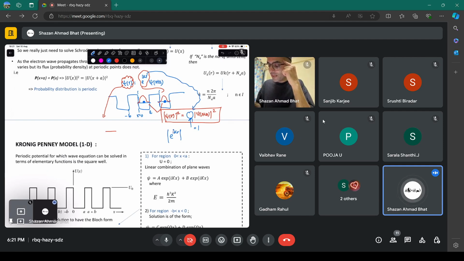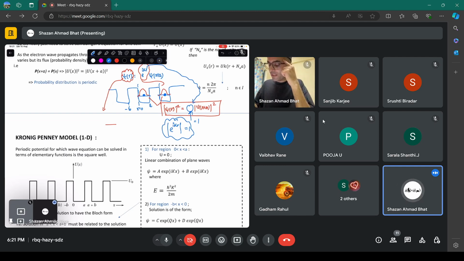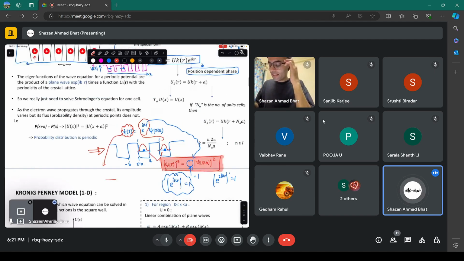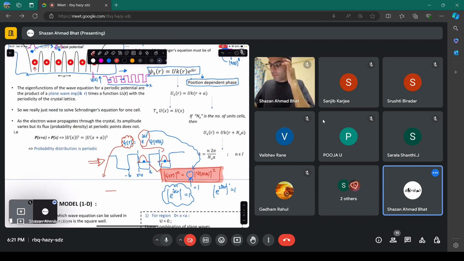If you mod this term, you get its magnitude as 1, that you know from basic maths. You have to mod square it. You write e to the power 2ikr. So you mod it, you get 1. That simply indicates that these probabilities at the two distinct locations should be equal in a repeating crystal unit where the atoms are repeating. That means this particular structure. Okay, so that is the whole fundamental of Bloch's theorem.